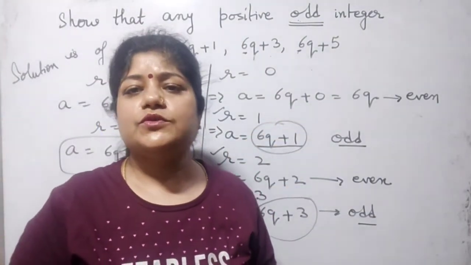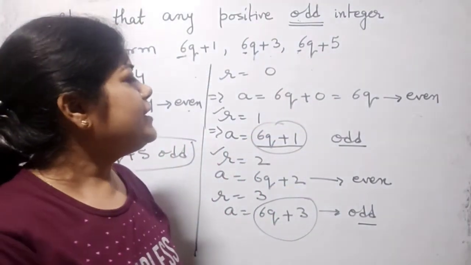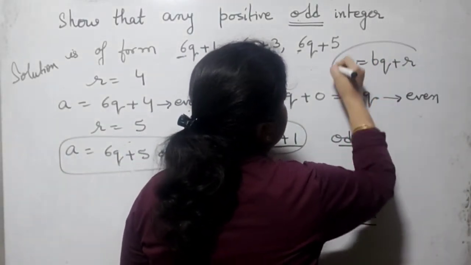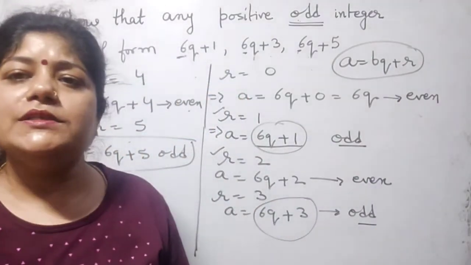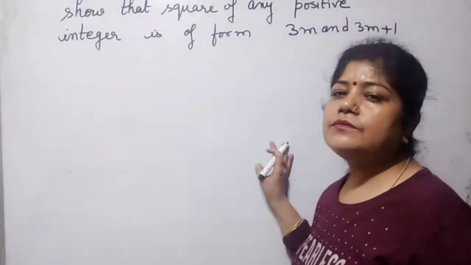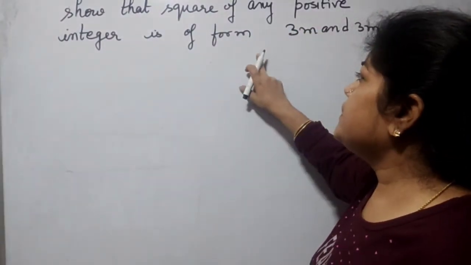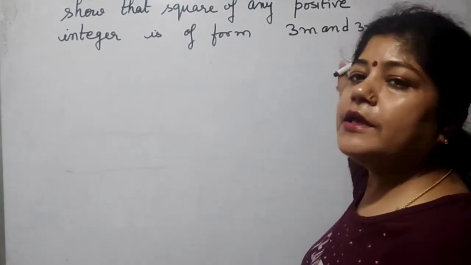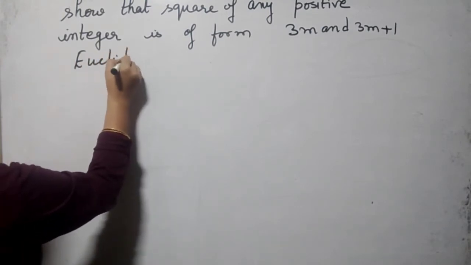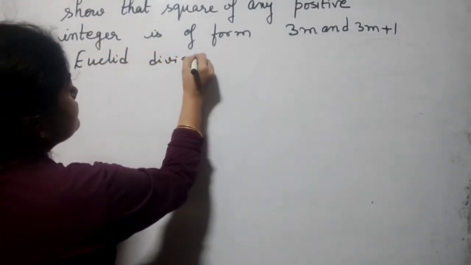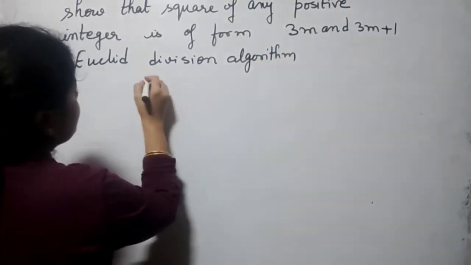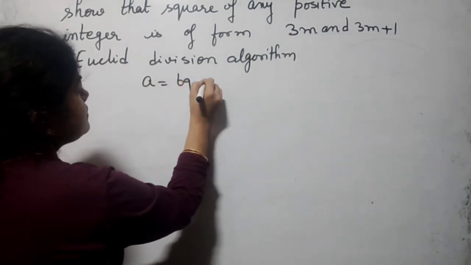Hence proved. So these types of questions are solved by using the formula A is equal to BQ plus R. If you practice more and more, you can easily solve these types of questions. Now watch this question. Show that the square of any positive integer is of the form 3m or 3m plus 1. So, from the Euclid division algorithm, we have the format A is equal to BQ plus R.